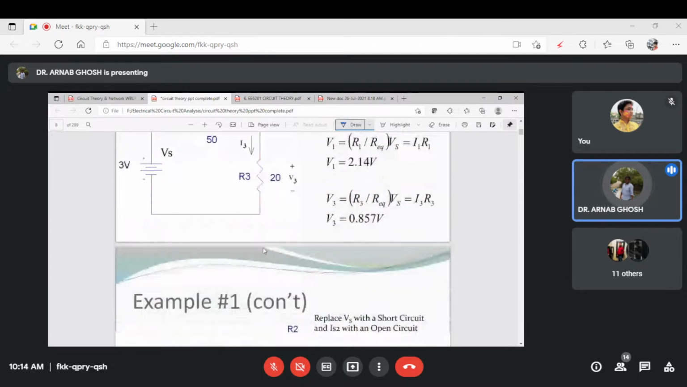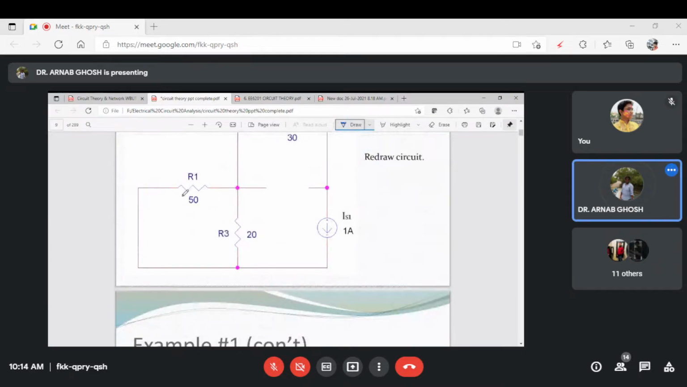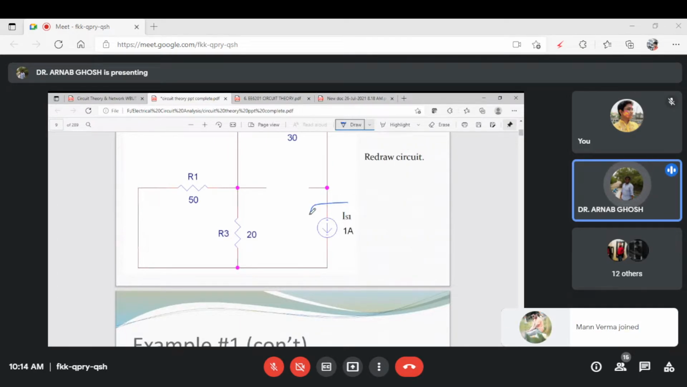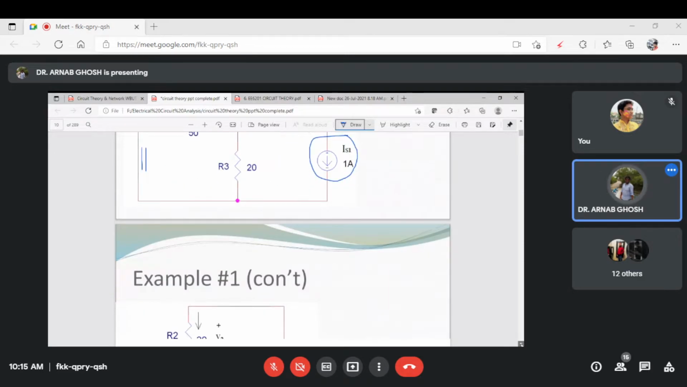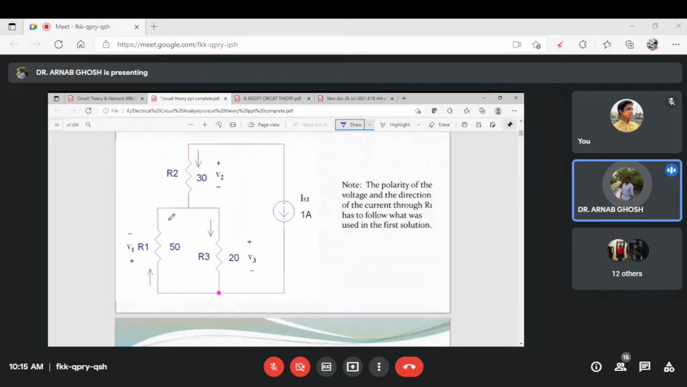Now next, this is step 2. Now you are considering only this source. You have short circuited the voltage part. Here was the voltage, so this is the short circuit part, and there will be no voltage drops here. And this other part of the circuit is open circuit. Again we are redrawing the circuit, so your circuit becomes like this.